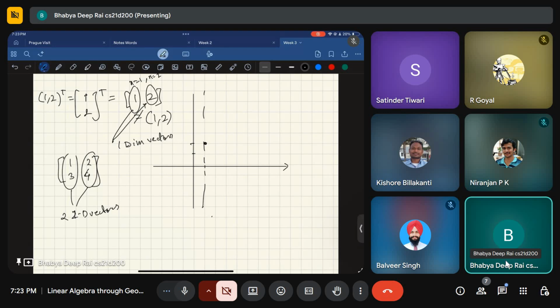That's why Satinder was saying, what is a matrix M such that when I multiply 1 comma 2 it gets transformed to 1 2? This cannot be done because there is a problem with the dimensions itself.